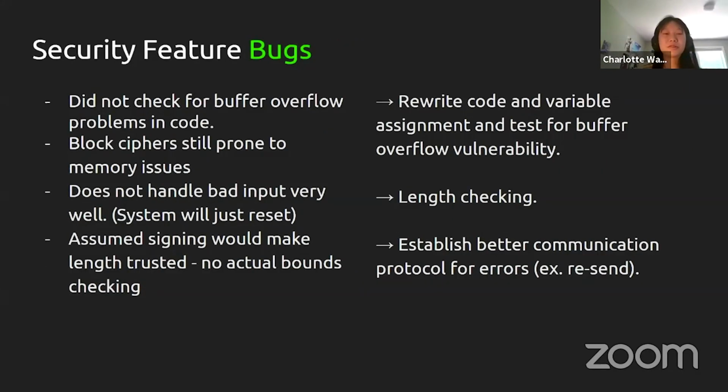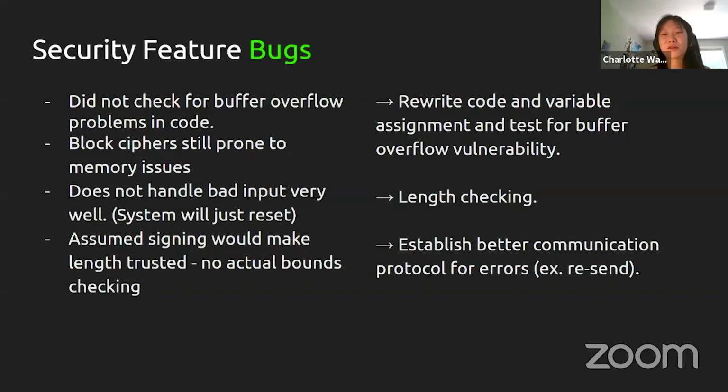Some of the potential problems with our code is that we didn't check for buffer overflow at all in our code, since that was an attack that we studied before we wrote the code. As a result, block ciphers are still prone to memory issues, and we assumed that the signing would make the length trusted, so we actually didn't do any bounds checking, so that could be a vulnerability. And last of all, the system doesn't really handle bad input, it will just reset the entire system.